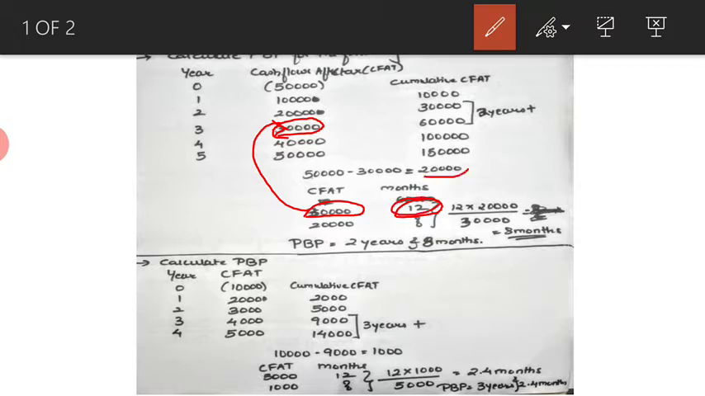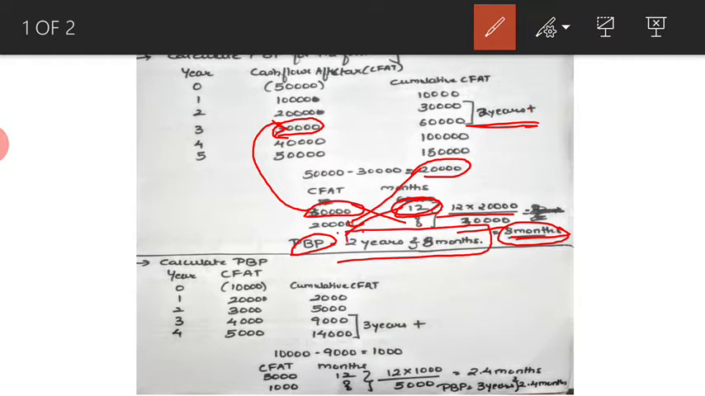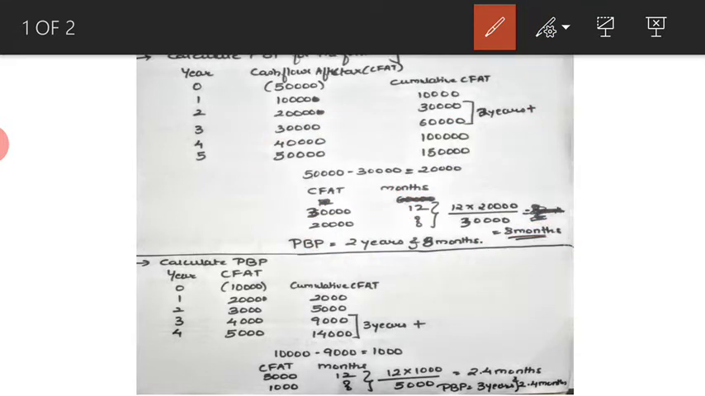How much do we want? We want only 20,000. So for 20,000 it would be how much? Cross multiply: 20,000 into 12 divided by 30,000. We get 8 months. So is your answer 8 months? No, your answer is not 8 months. Your payback period is 2 years plus 8 months. So 2 years and 8 months is your payback period. I hope you're clear with this.